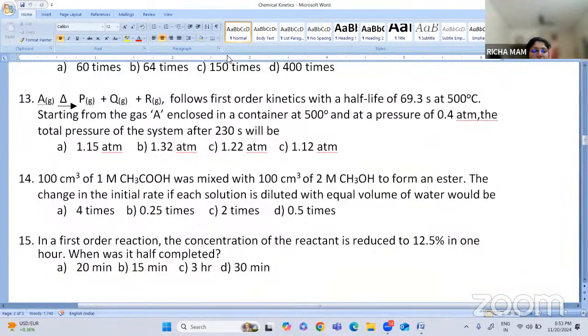Next question: 100 cm cube of 1 molar acetic acid was mixed with 100 cm cube of 2 molar methanol to form an ester. The change in the initial rate if each solution is diluted with an equal volume of water would be: A, 4 times; B, 0.25 times; C, 2 times; and D, 0.5 times.